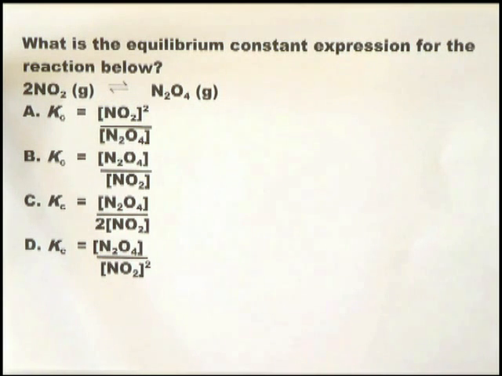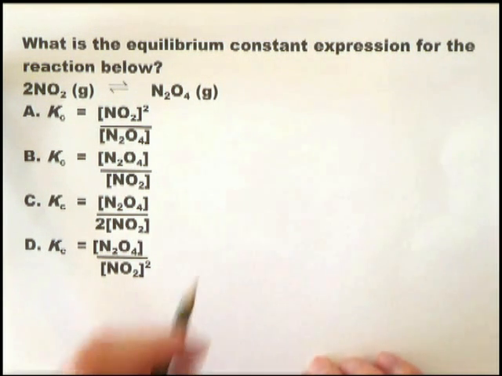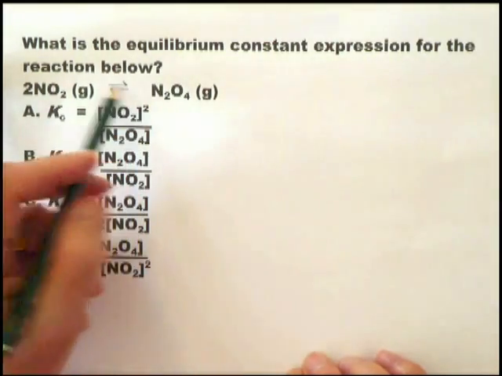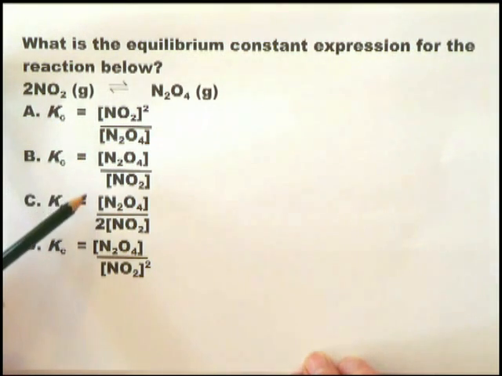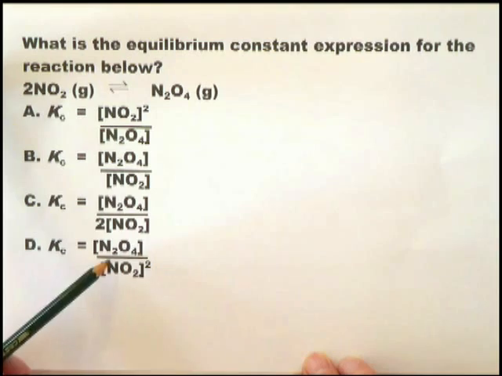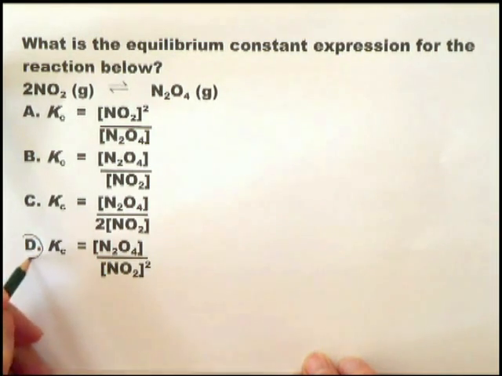In this topic, you must know how to calculate the equilibrium constant. And when you see a list like this, you must immediately be able to decide which one it is. And it's clearly this one, D.